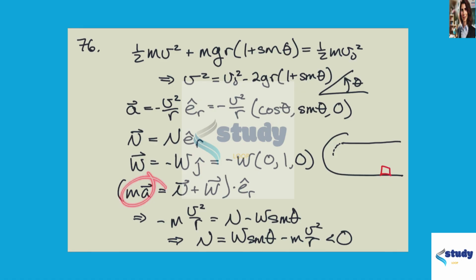That means that this term just becomes minus mv squared over r. This term just becomes N, and this term here is minus W sine theta, because we need the j component of the er vector, which is this. And this gives us an equation for N in terms of the weight, the angle, and v squared. And we need, in the first case, that to be negative.